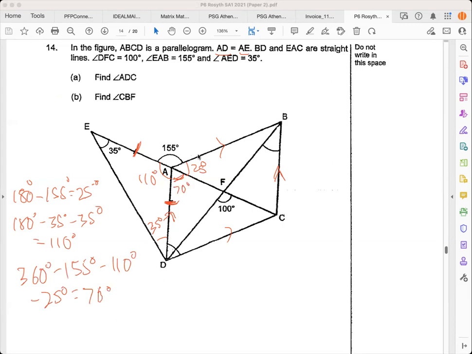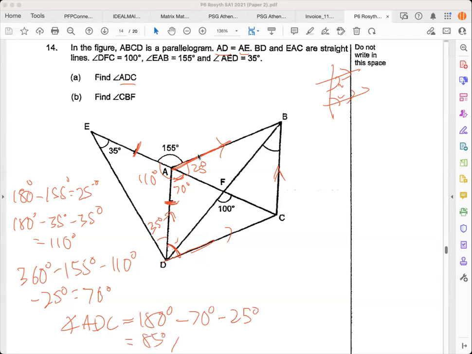Now I think we can start looking for the angle ADC, this angle. So again, you see these are parallel lines, and these are parallel lines. Interior angles of parallel lines add up to 180 degrees. This plus this is 180 degrees. So angle ADC will be equal to 180 degrees minus 70 minus 25 degrees. Then you get 85. So this answers part A.